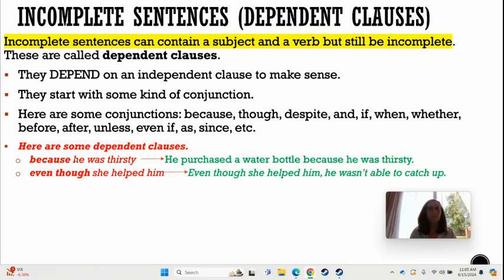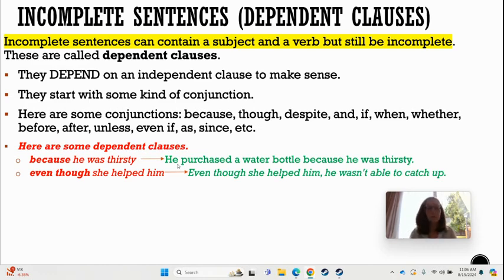Pretend like someone walks up and they want to tell you a story and they say, because he was thirsty. If they leave it at that, you probably have questions. What happened because he was thirsty? What did he do because he was thirsty? We're left with questions. You could complete the thought by adding an independent clause to this dependent clause. And before I read this example, I'll just specify again, an independent clause is a sentence that could stand on its own. That's all it really is. You can complete the thought by combining the two, and it would sound like this. He purchased a water bottle because he was thirsty.